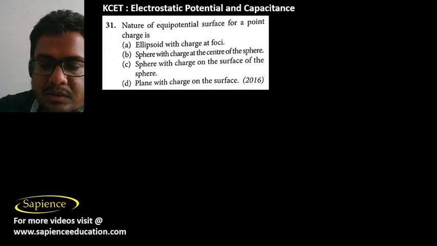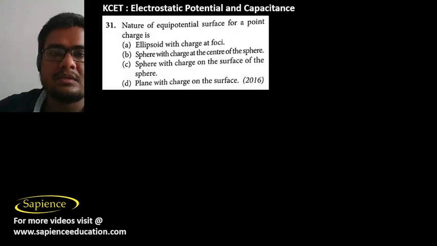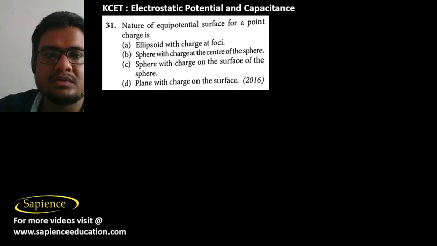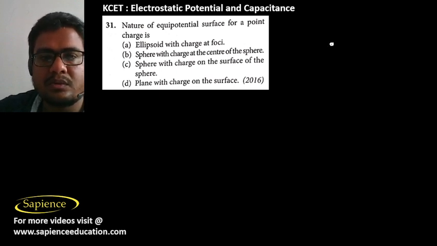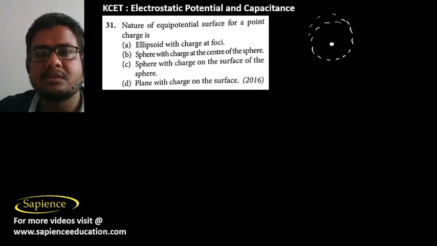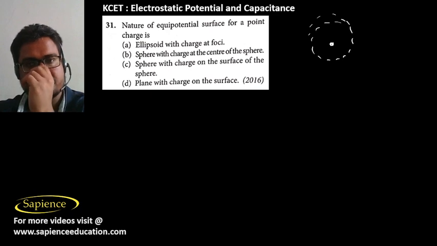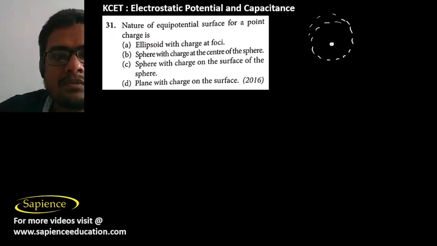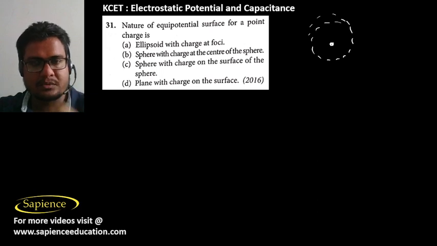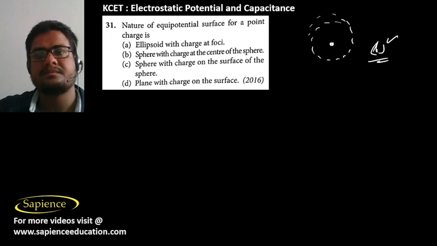Then in question number 31, it's told the nature of equipotential surface for a point charge. For a point charge, the equipotential surfaces are spheres, spheres which are centered around the charge, with the charge at the center of the sphere. So option B is the correct answer.